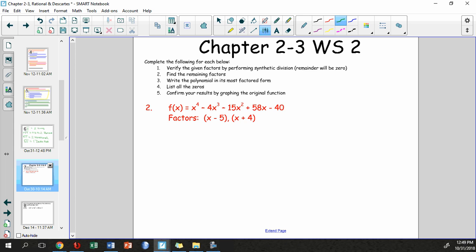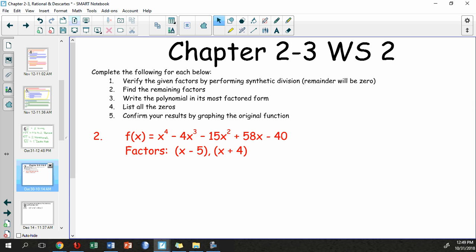All right, that brings me to the next concept. This is exactly like tonight's homework. This is actually problem number 2. You ready? It says, complete the following for each below. Verify the given factors by performing synthetic division. Remainder will be 0. What is it asking you to do first off?